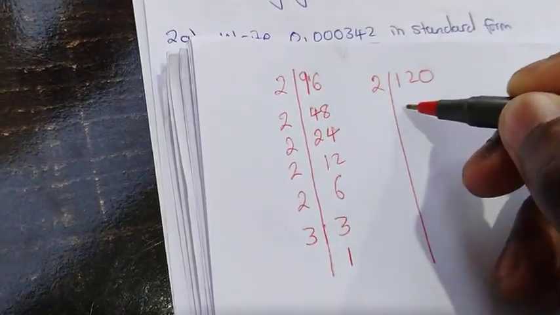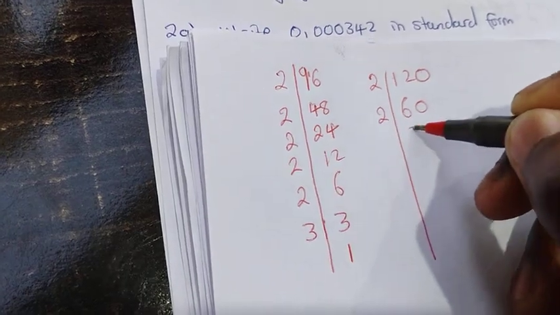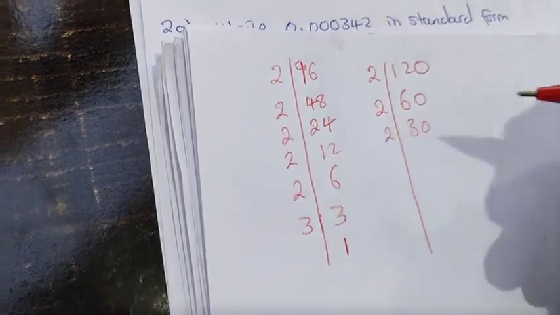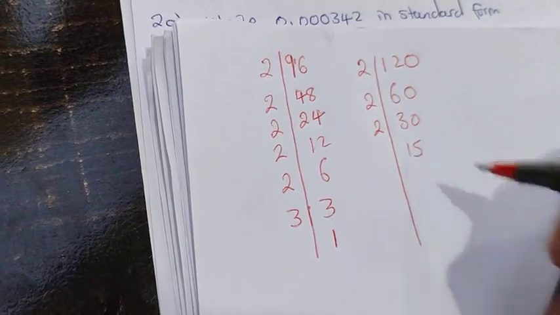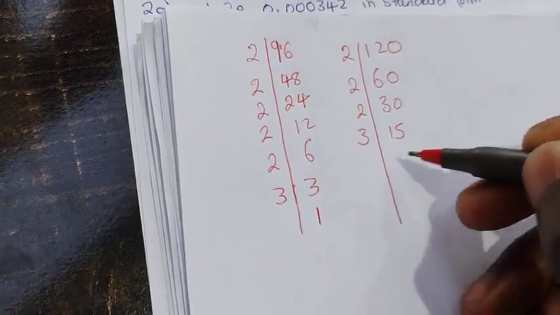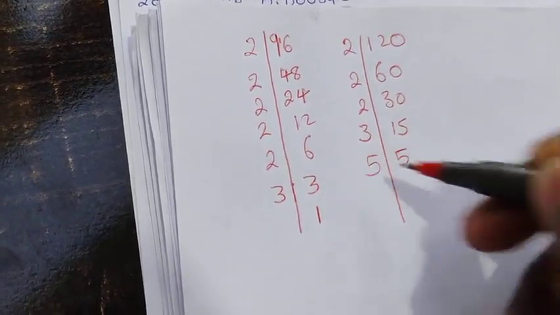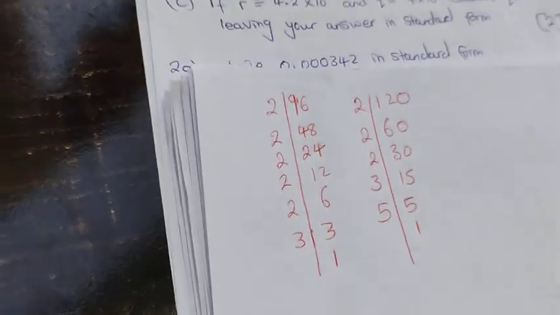We do the same with 120. 2 into 120, that's 60. 2 into 60, that's 30. 2 into 30, that's 15. Now 2 cannot divide 15. We divide by 3, we get 5. 3 cannot, now we can divide by 5 to get 1.